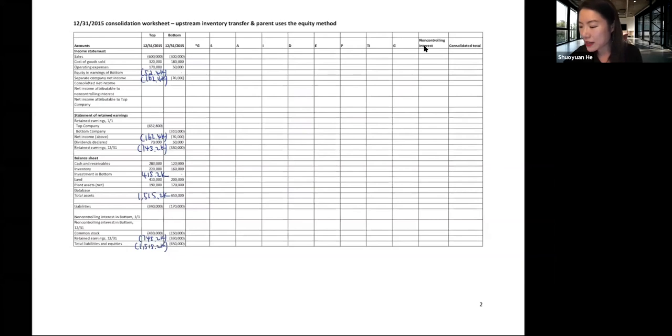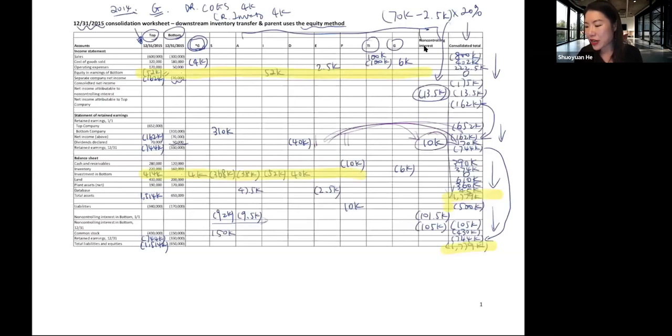And then here, if it is upstream, the parent uses the equity method. We first start from the star G entry. So the star G entry here is a little bit different from the previous situation. In the previous situation, because it is a downstream transfer, the profit was recorded on the parent's book, but instead of taking it out from the beginning retained earning of the parent's book, because the parent has already done the work itself, we need to reverse the investment account instead.